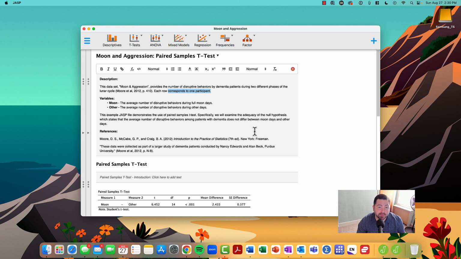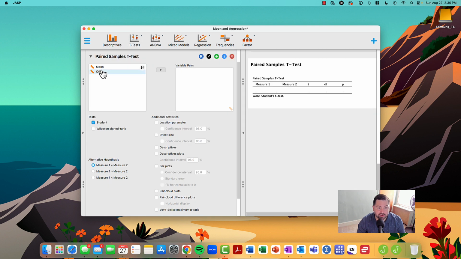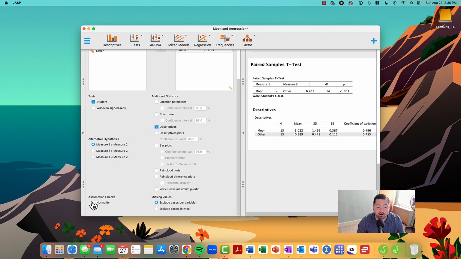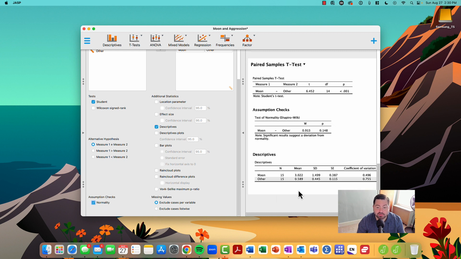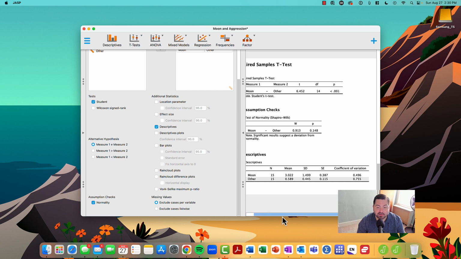To perform the paired sample t-test, we're going to go to t-tests, paired sample t-test. We're going to grab both of our dependent variables of interest. We're going to move them over to the variable pairs box, and we're going to have our t-test. Before we go ahead and do that, some other things that we want to think about is selecting our descriptive statistics and our normality checks, since we need to verify that there is a normal distribution under both the moon condition and the control condition.